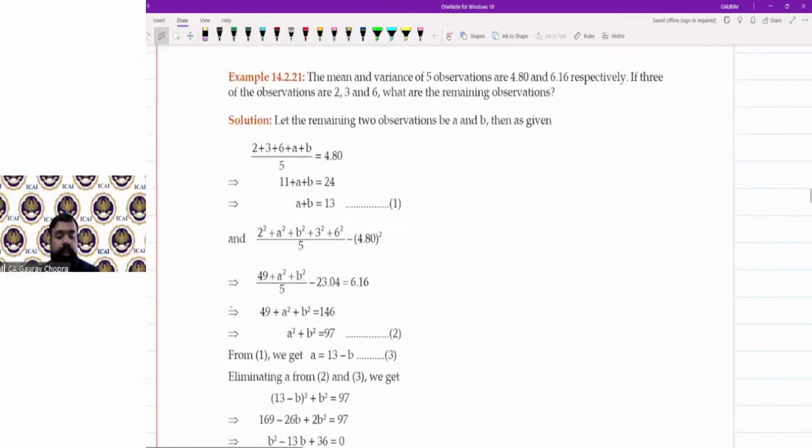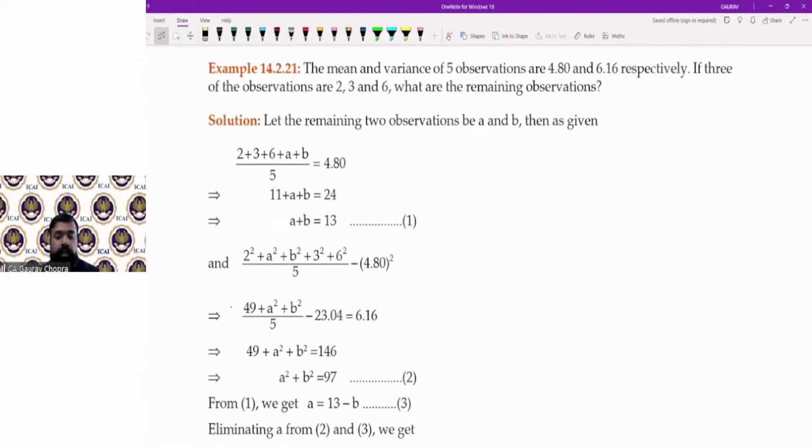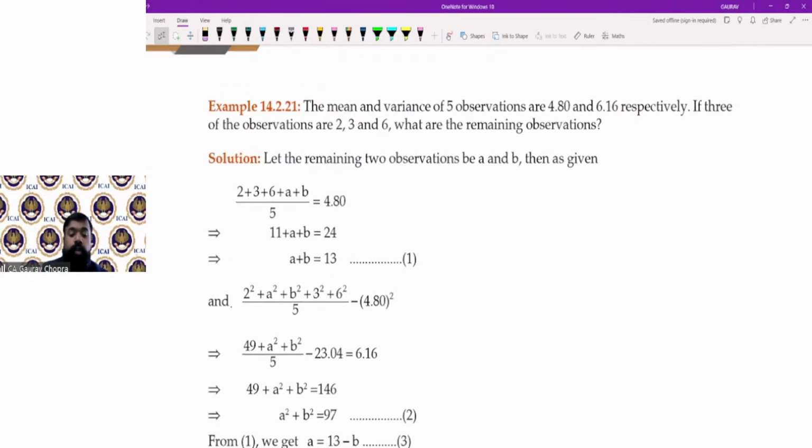So now let's discuss this 21st example and then we will move further. The mean and variance of 5 observations are 4.8 and 6.16 respectively. So 5 observations are there. 5 is n, 4.8 is the mean, which is x bar, 6.16 is the variance, so we can write sigma square. 3 observations are given: 2, 3 and 6. Remaining 2 observations we don't know. So we can assume the remaining 2 observations as A and B.